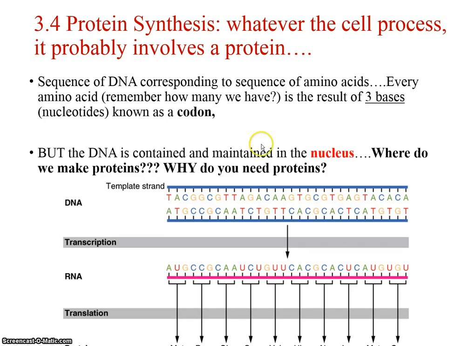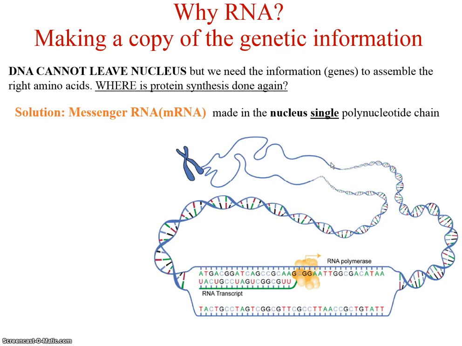Now remember, as I've already said, but we want to reinforce, DNA is contained and maintained in the nucleus, not going to leave. Proteins, in this process of translation, are made by the rough ER, and specifically the ribosomes. And remember, why do you need proteins? Well, they give us all of our functions. So RNA is a way to overcome this difference. DNA stays in the nucleus, proteins are built in the cytoplasm. How do I get from DNA to protein?